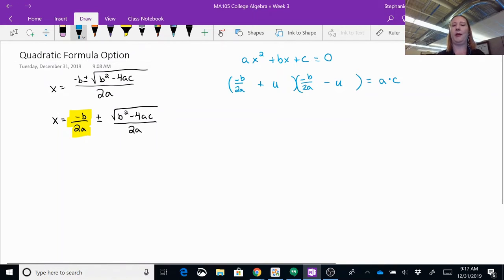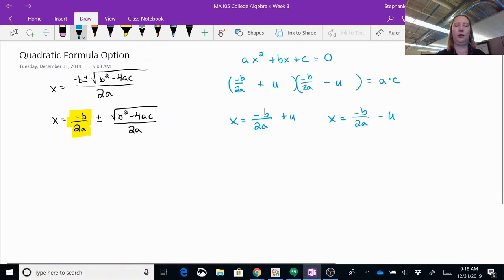Then you multiply that out, and you end up with an easier quadratic to solve, because you just have to get everything on one side and get your u squared, and then you take the square root. Then you plug it back in to get your solutions. Once you figure out what u is, the solutions are negative b over 2a plus u and negative b over 2a minus u. So you're kind of doing the quadratic formula, but in a way that's easier.